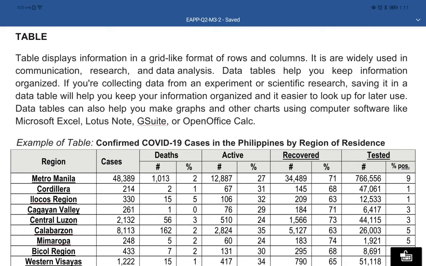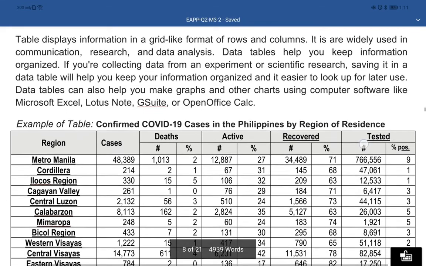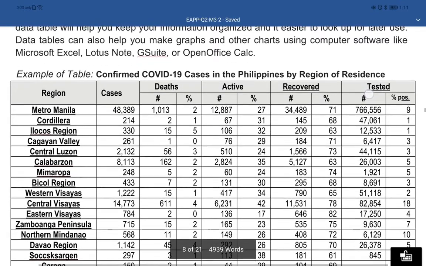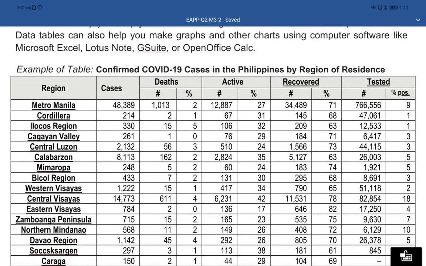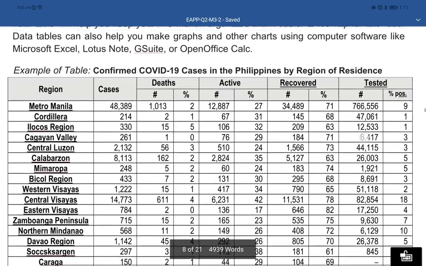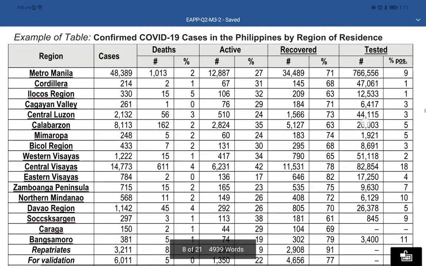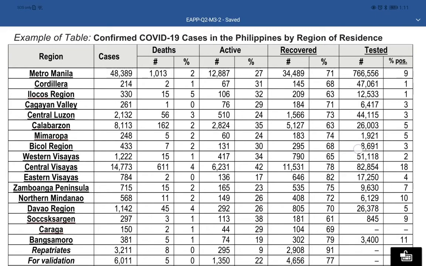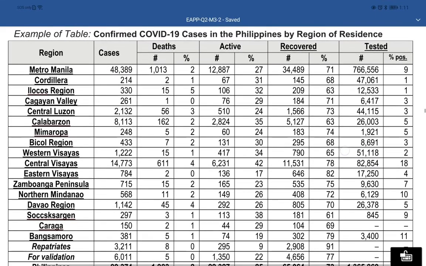Let's talk about the first kind of graph that you could use, the table. The table displays information in a grid-like format of rows and columns. It is widely used in communication, research, and data analysis. Data tables help you to keep information organized. If you're collecting data from an experiment or scientific research, saving it down using a data table will help you keep your information organized and easier to look up for later use. Data tables can also help you make graphs and other charts using computer software like Microsoft Excel and others.